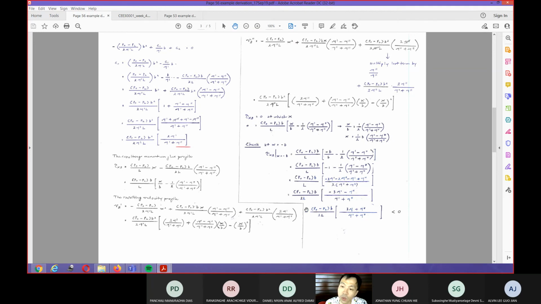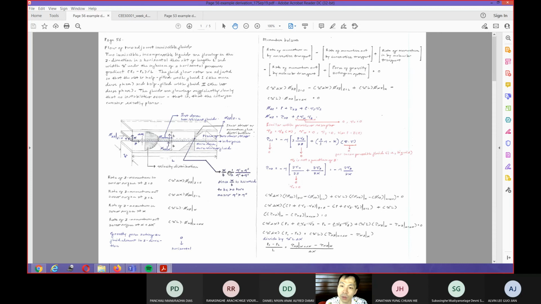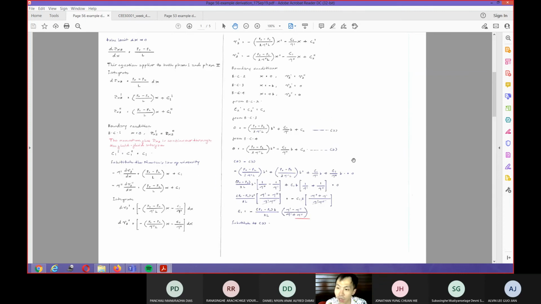So since we have a negative sign in here and this term in here is all positive, that means the shear stress at the position x equal minus b should be less than 0, right? So that's how I prove that this will be negative. So we are putting the profile in the right direction in here. It should be negative.